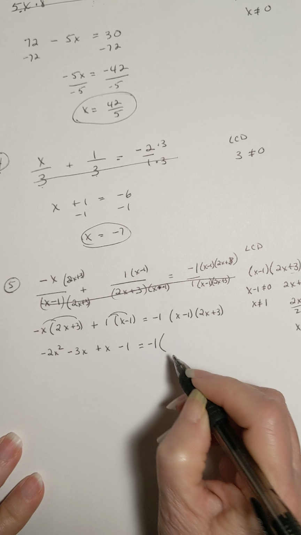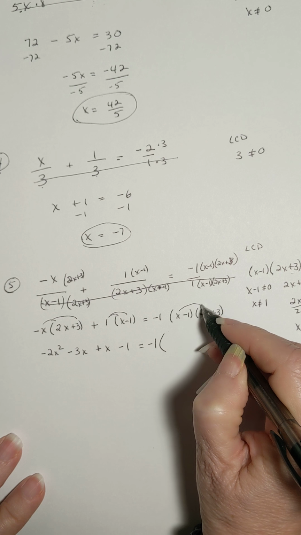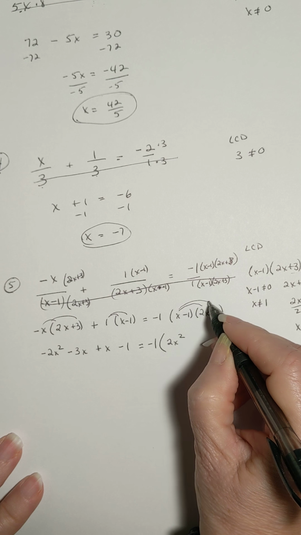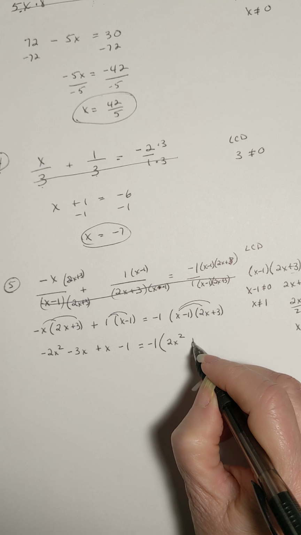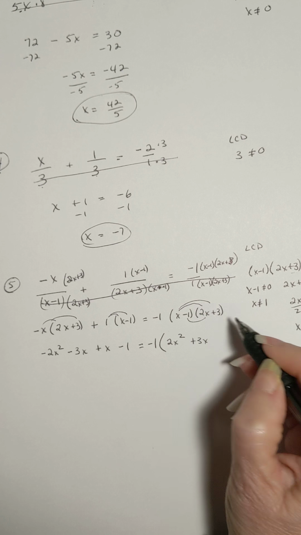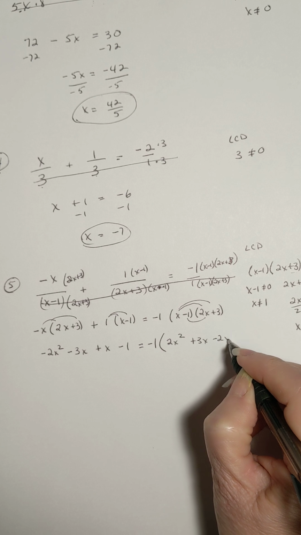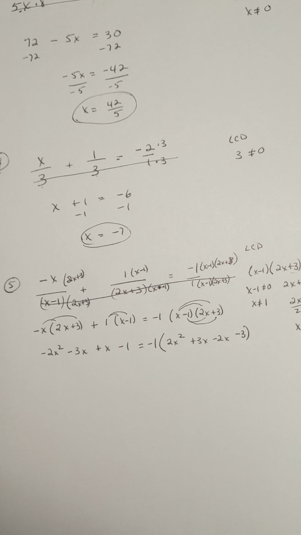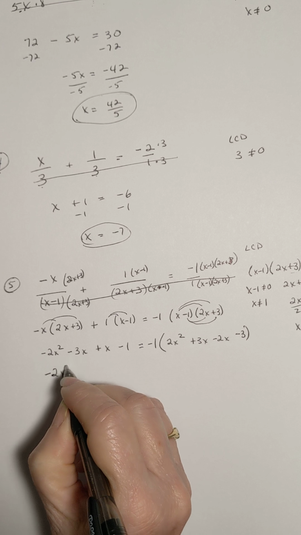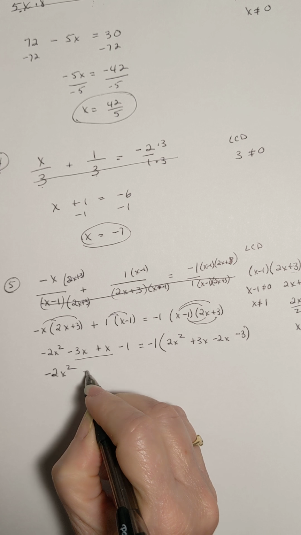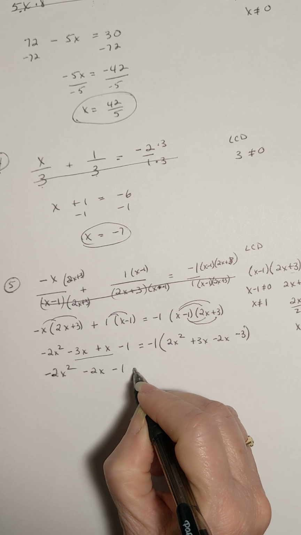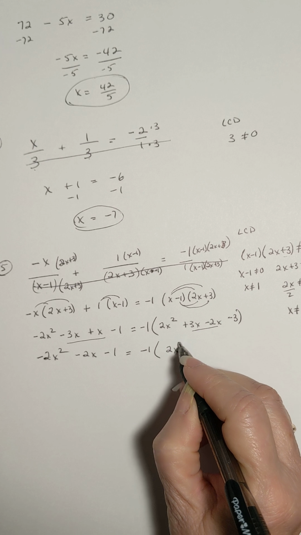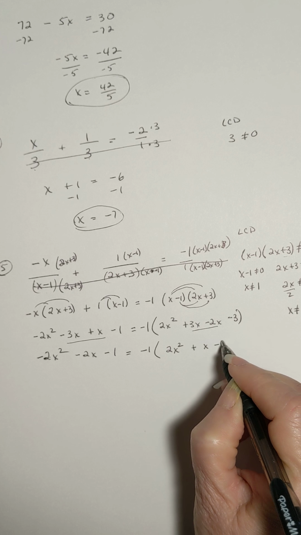And then I'm going to leave negative 1, and then I'm going to FOIL this out. So x times 2x is going to give me 2x squared. And x times 3 gives me plus 3x. Then negative 1 times 2x gives me negative 2x. And negative 1 times 3 gives me negative 3. So now I have negative 2x squared, and combining my like terms, minus 2x minus 1. And then again, in here, combining my like terms, I have 2x squared plus x minus 3.